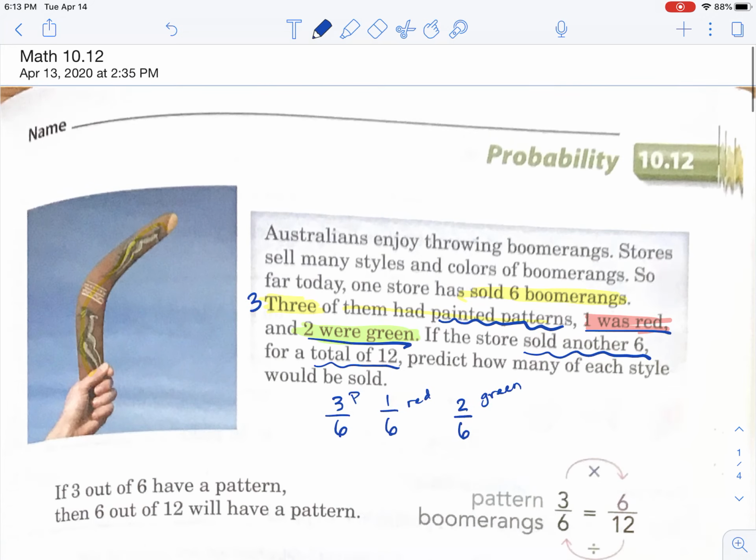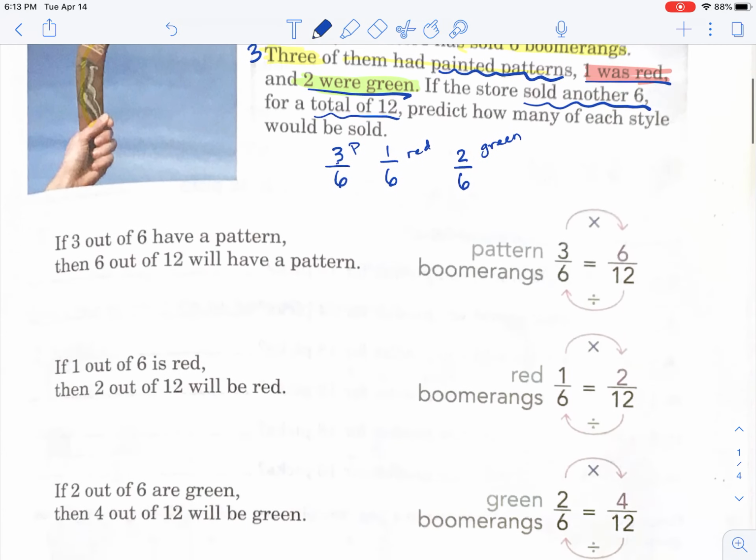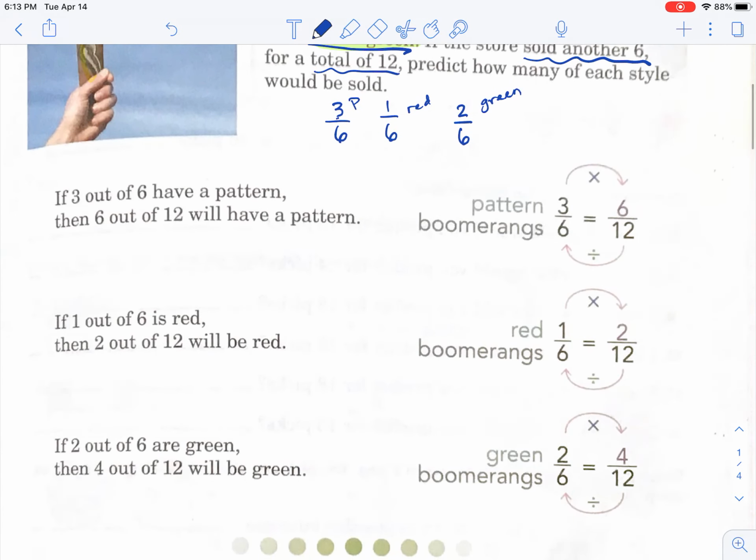Okay, so what if I told you all you have to do is look at the numerator? It's kind of easy. We'll look at these, but the book's going to break it down for us, and I'll show you. Okay, so here's how it works. Let's go step by step. If 3 out of the 6 have a pattern, then 6 out of 12 will have a pattern. Here's why. If I were to just take this and double it, because 6 doubled is 12, I would double it and that would be 6.